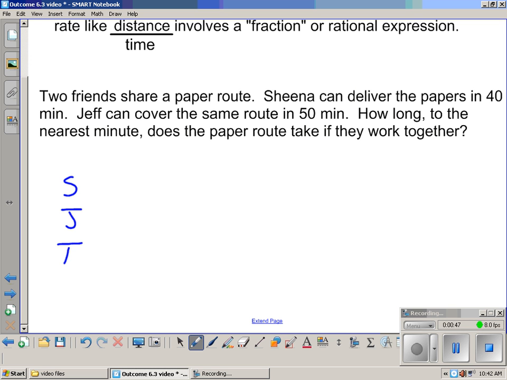Going across this way, we want to look at the time that it takes them. We want to look at the fraction that they can do in 1 minute, and then what that fraction is in t minutes.